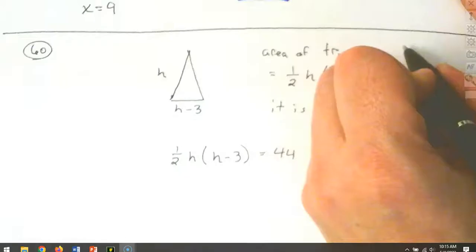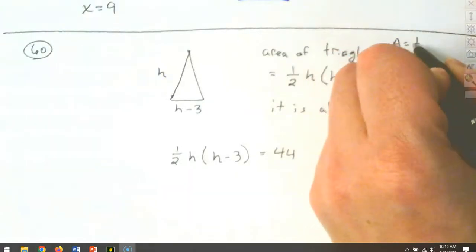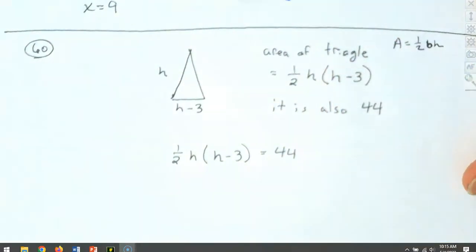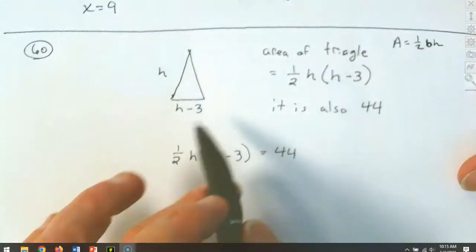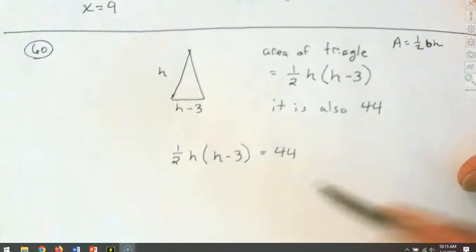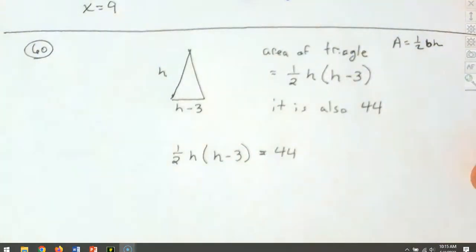We'll write up the area formula in case we need it. Area equals 1/2 base times the height, right? We looked it up and found it in our textbook. There's your formula. We used our figure to get it. It said it's also going to be equal to 44. So we said that's equal to 44. Now we can finish it.